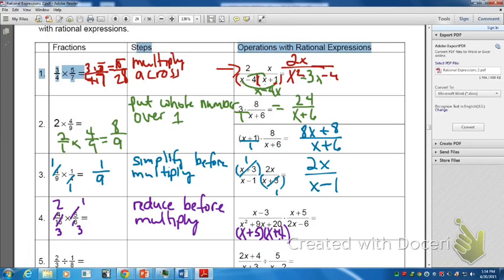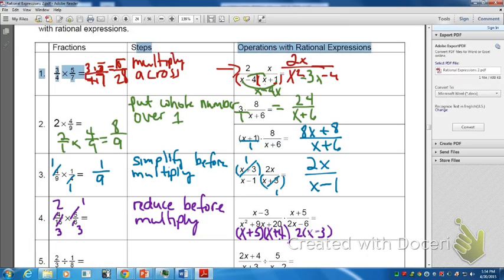Okay. What about that 2x minus 6? We've got a greatest common factor of 2. We're going to go ahead and factor that out, and that would leave us with x minus 3. Okay, so now we're going to take a look at our factors, and we're going to look to see if we can do any canceling like we did over here before we decide to multiply.